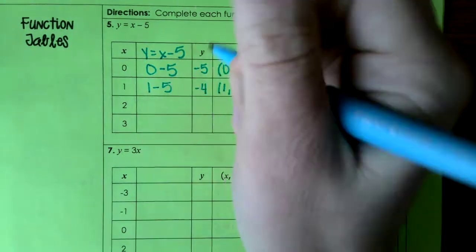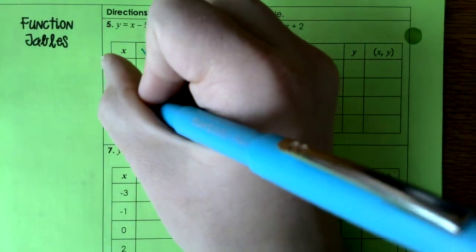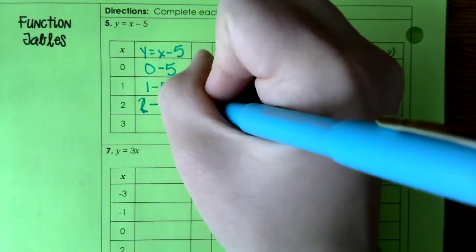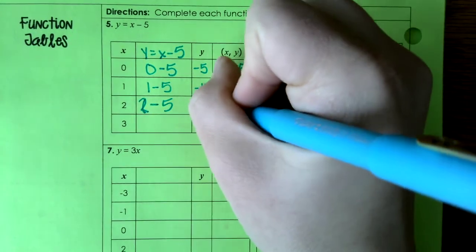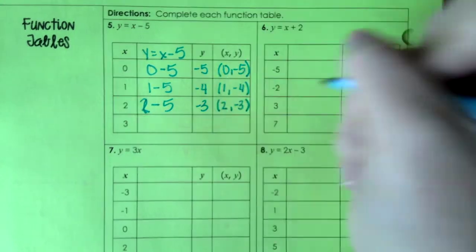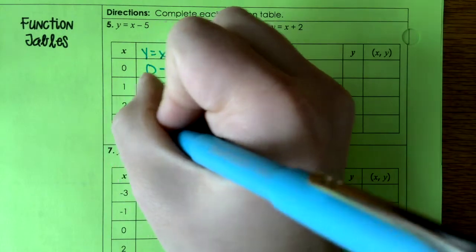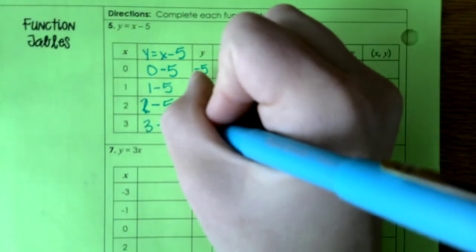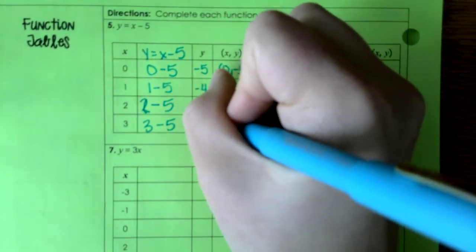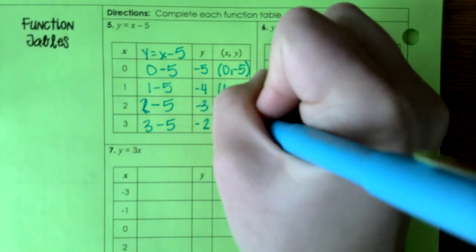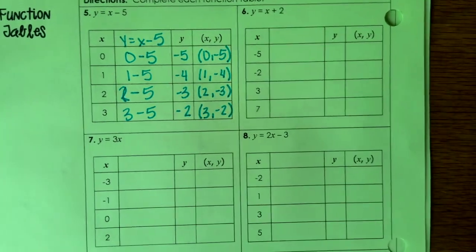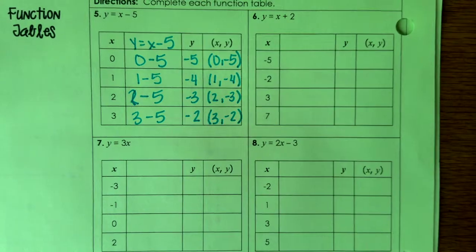Okay, and I do that same thing for the next one. So I have 2 minus 5. That gives me negative 3. So I get 2, negative 3. And then finally I have 3 minus 5, and that's going to give me negative 2. So I have 3, negative 2. And that's all you're doing. That's all we have to do to complete a function table.